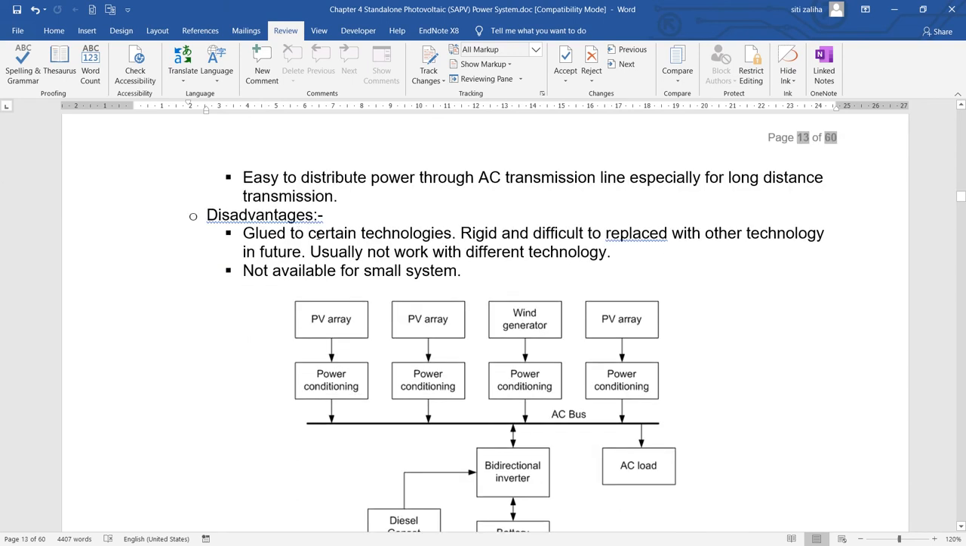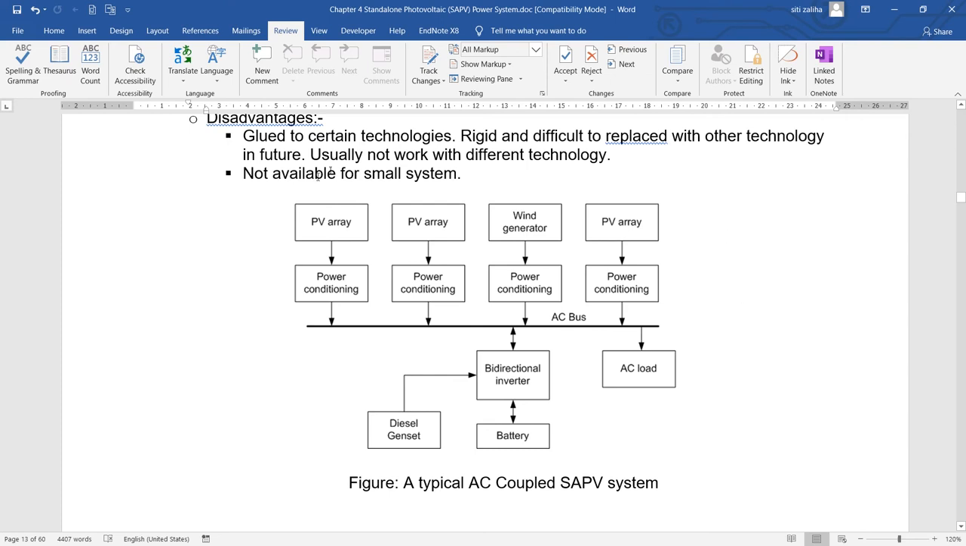The disadvantages of this system are that it is glued to certain technologies, rigid and difficult to replace with other technology in future, usually does not work with different technology, and this system is not available for small systems.